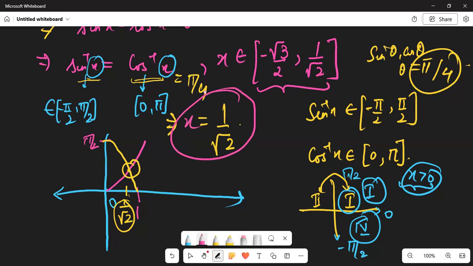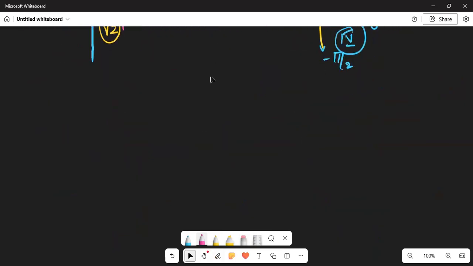Okay. Now that means f prime 1 by root 2 equals 0. But we cannot say right now whether the function is taking a maximum value or a minimum value at 1 by root 2 unless we calculate the double derivative of this function.